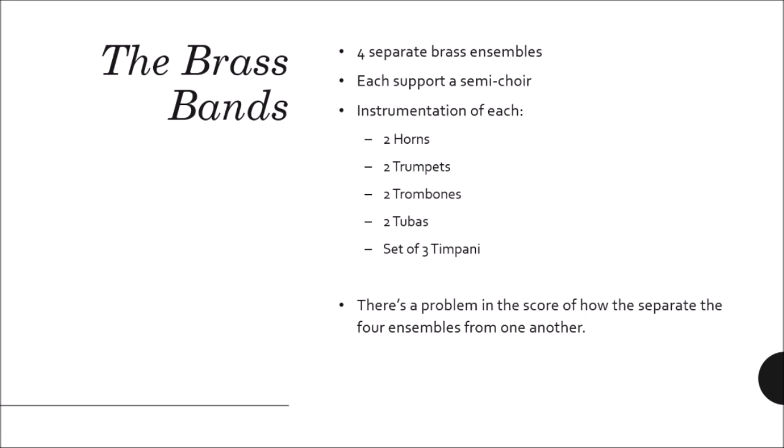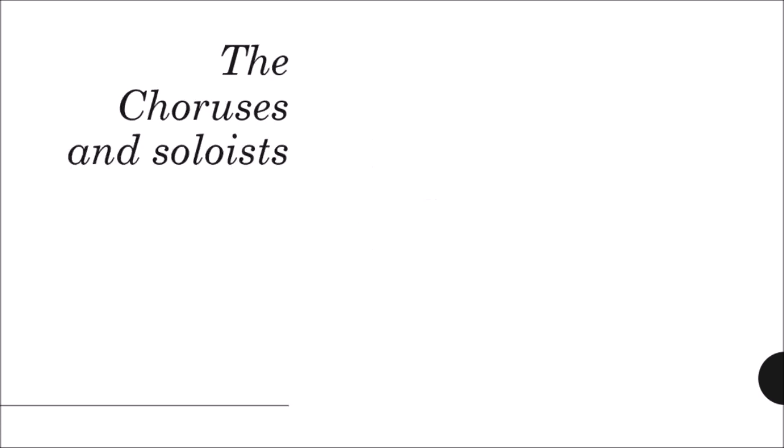However, there is a problem in the printed score in a lot of the sections where the brass ensembles come in, in that they're all put on one line. So it's all the horns for all 4 ensembles, all the trumpets, all the trombones, all the tubas, and it just says 8. And there's no real way to know how they've been separated out. There's only a few places in the score where all 4 ensembles are separated out.